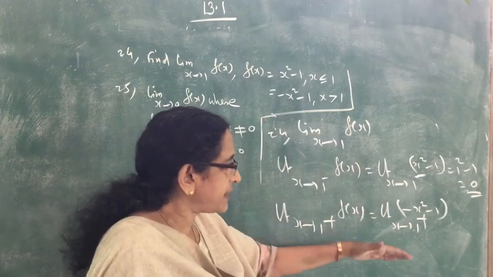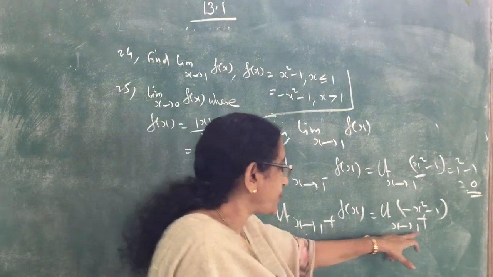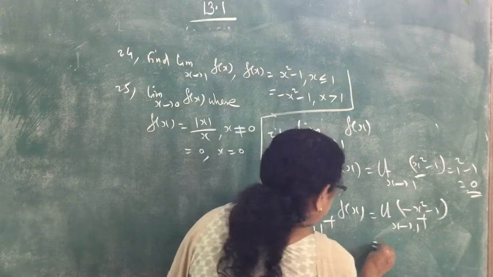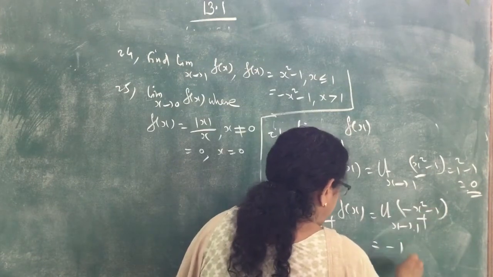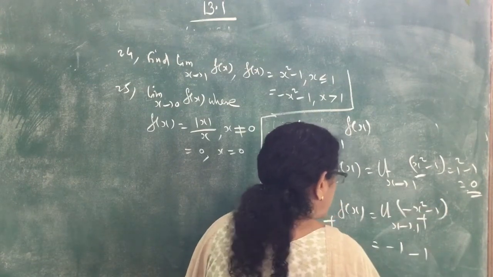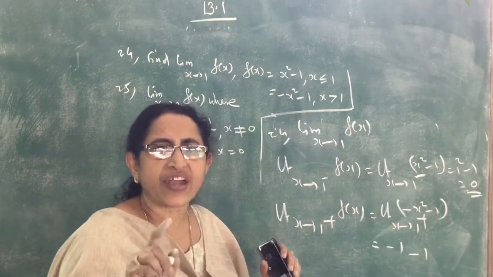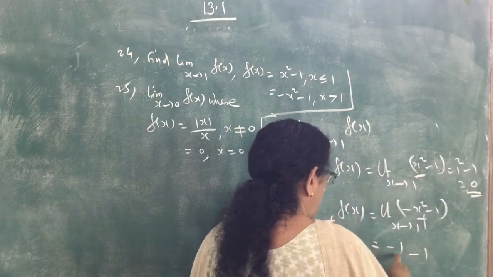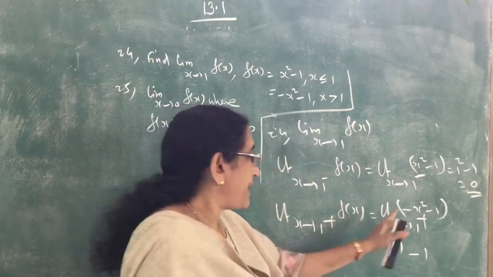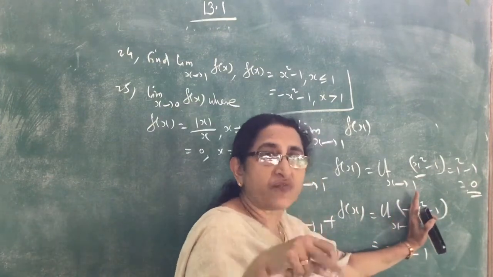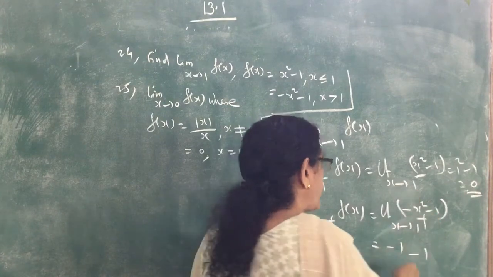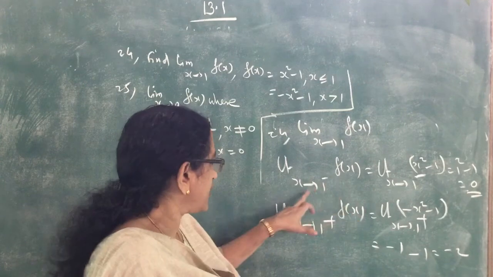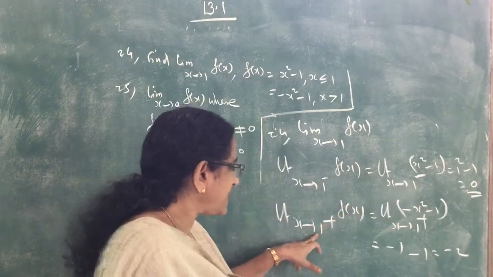When we apply the limit, we can substitute x equal to 1. So in the place of x, we directly substitute 1. So we get minus 1 square, that is minus 1, minus 1. It is minus 1 square, not minus 1 whole square; after the minus, we have to find 1 square. So minus 1 minus 1, that is minus 2. So the left hand limit at x equal to 1 is 0, and the right hand limit is minus 2.